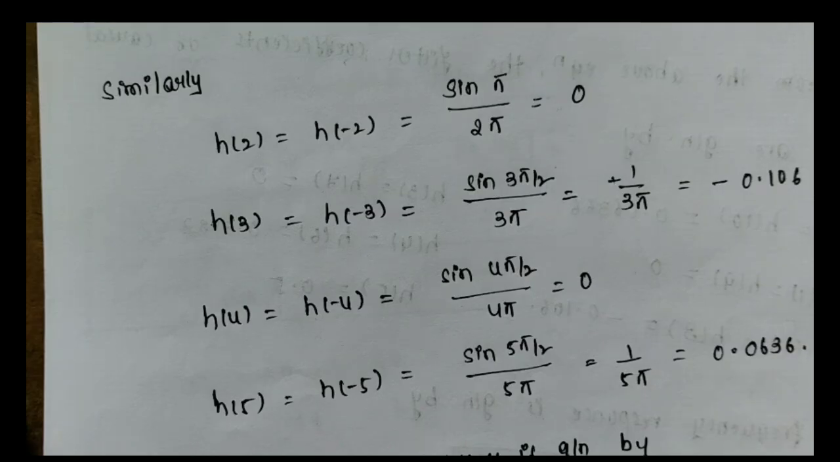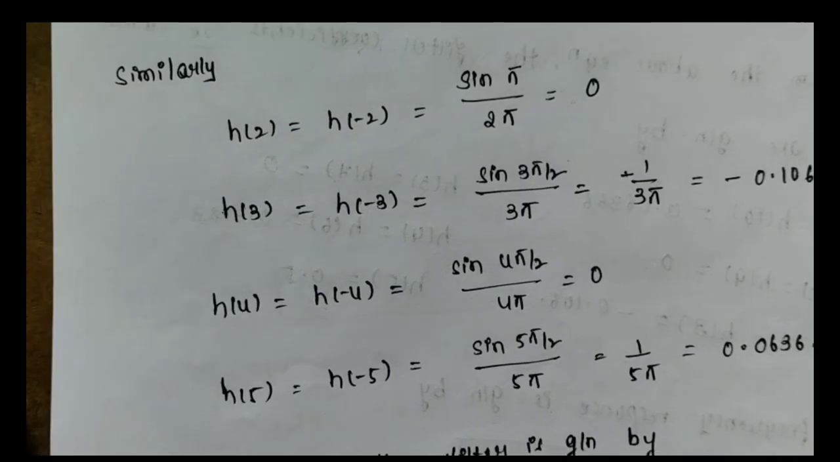Because it is a non-causal sequence, whatever the values at the positive side will be at the negative side. So the total is 11, where 0 will be the middle one, plus 5 on the positive side and minus 5 on the negative side. That's why h of 1 is equal to h of minus 1, h of 2 is equal to h of minus 2, h of 3 is equal to h of minus 3, like that. So total 11 values.